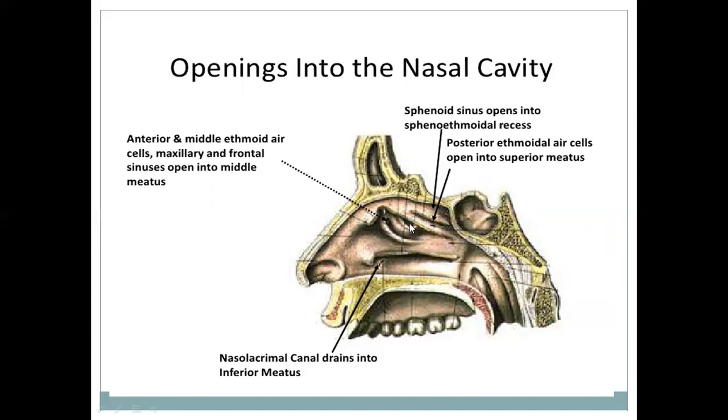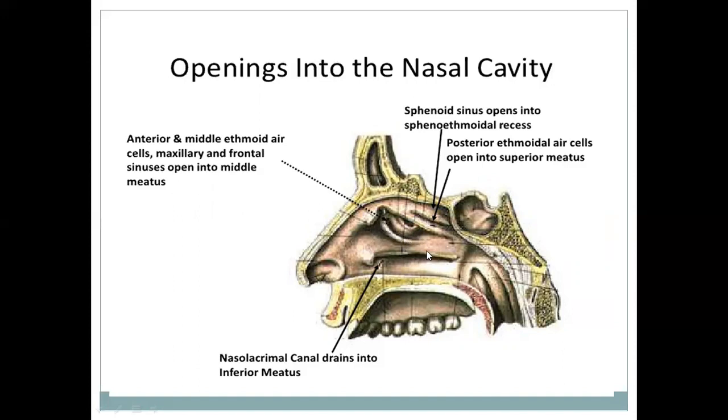So the bulla ethmoidalis, bulla is a bulging of the middle meatus. Here's the bulging. That's why we call this bulla ethmoidalis. This receives the opening of the middle ethmoidal air cells. This opening is called the hiatus semilunaris. The anterior end of the hiatus semilunaris receives the frontal sinus. The middle end receives the anterior ethmoidal air cells, and the posterior end of the hiatus semilunaris receives the maxillary sinus. And this bony projection is called the uncinate process.